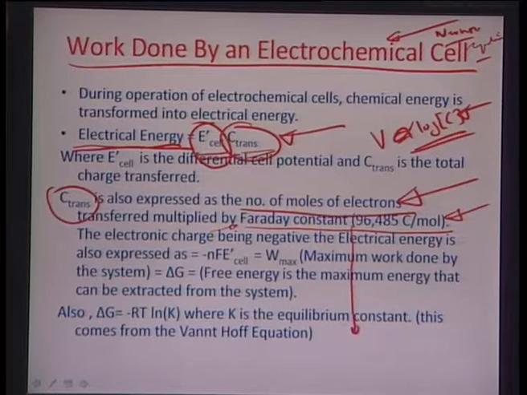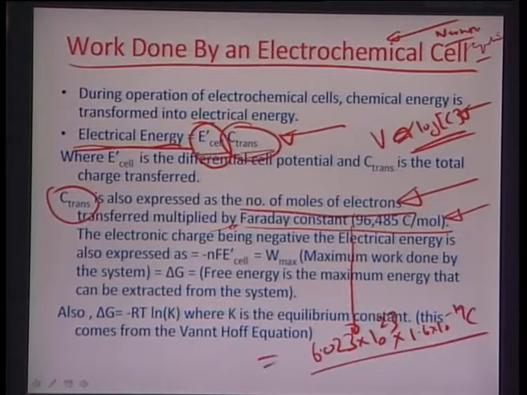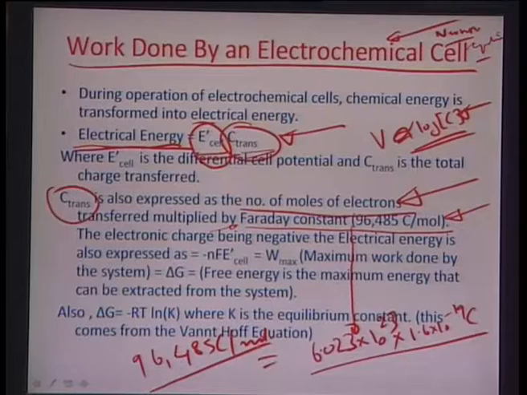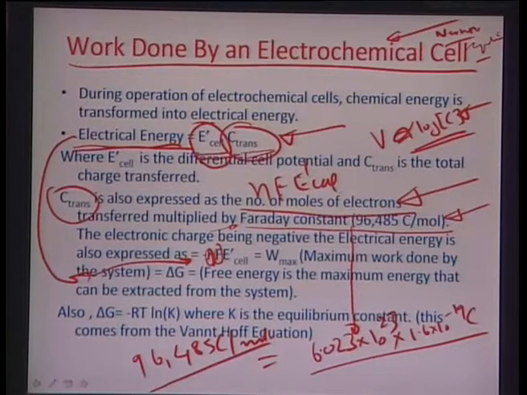96,485 coulomb. This gets generated by multiplying 1 mole size, which is 6.023 into 10 to the power of 23 times the electronic charge, which is 1.6 into 10 to the power of minus 19 coulomb, right. So, this is essentially 1 mole of electrons total amount of charge. So, if we want to write this electrical energy with these particular notations, the number of moles of charge transferred and the Faraday constant, we can easily write this electrical energy to be nFE'cell, right.